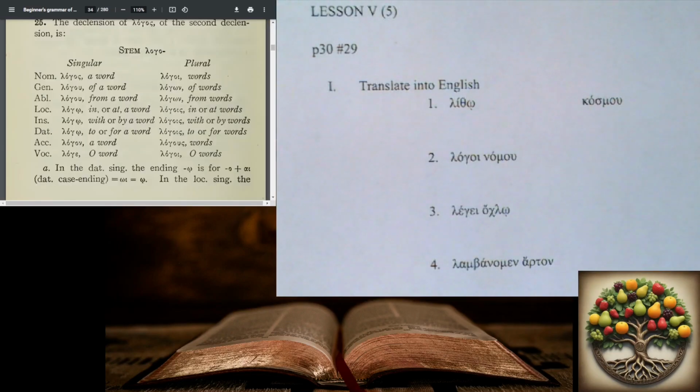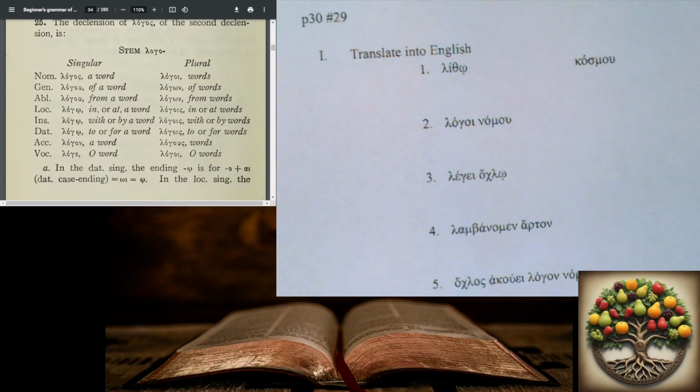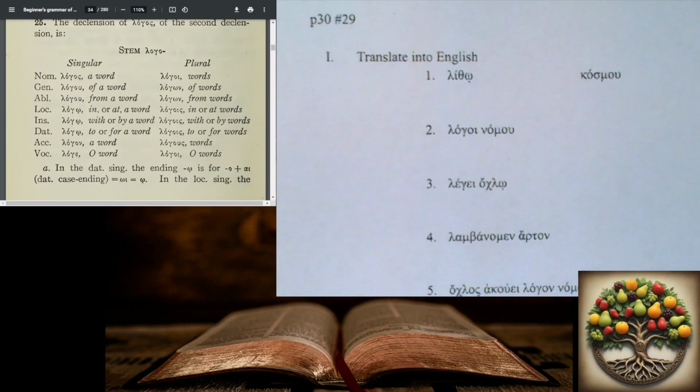Okay, on to lesson 5. So first of all, I would just like to say that if you notice that I make a mistake, let me know in the comments. I'll correct it. I'll give you credit for that. So here we're going to want our vocab cards handy, probably our conjugation of the verb and the declension of the noun, and we're going to get going into translating these.